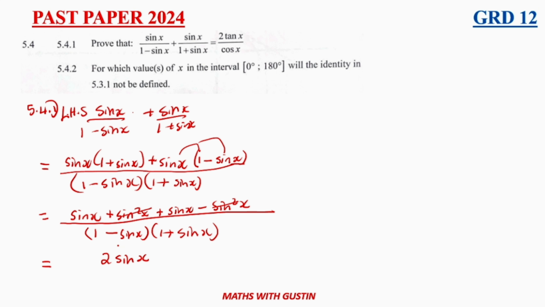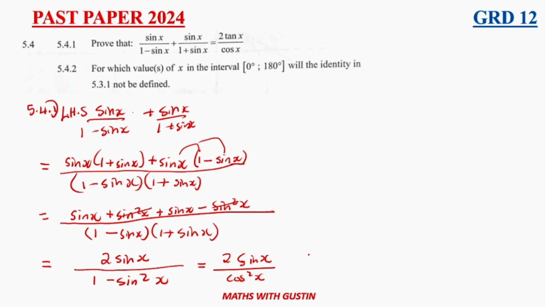So if you have a look at the bottom, if you were to remove the brackets at the bottom, we are going to be left with 1 minus sine squared x. I already did it because you can already see that this is the difference between two squares, and we know from identities that 1 minus sine squared x is also equal to cos squared x.